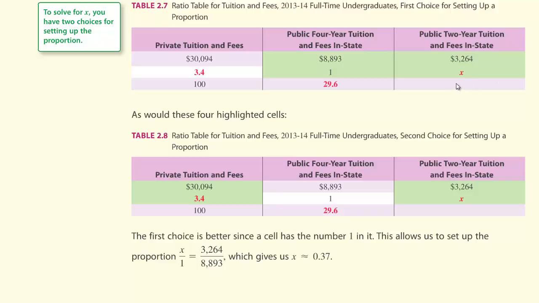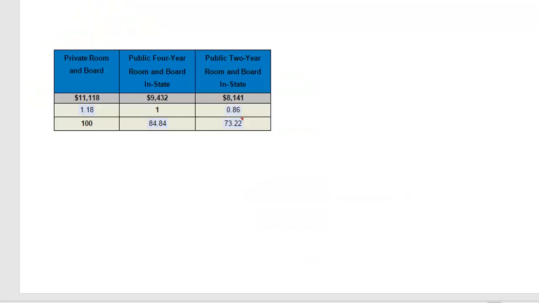Now when it comes time to calculate the percentage piece, the piece out of 100, we don't want to use the public 4-year. We now want to go use this one. And we want to use this number and this to solve using the 100, because 29.6 was a rounded number. All right, let's finish off with one last example.